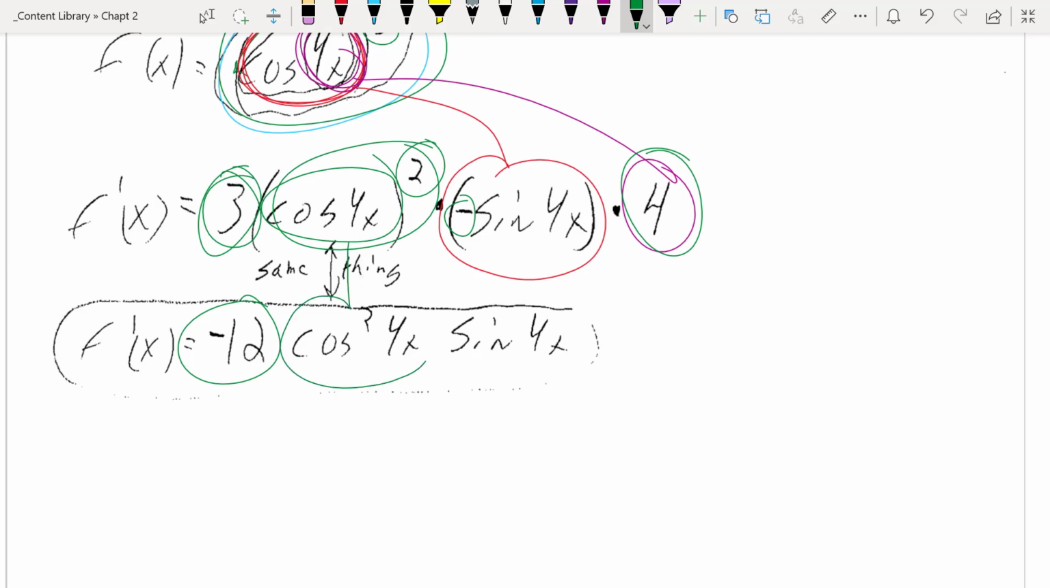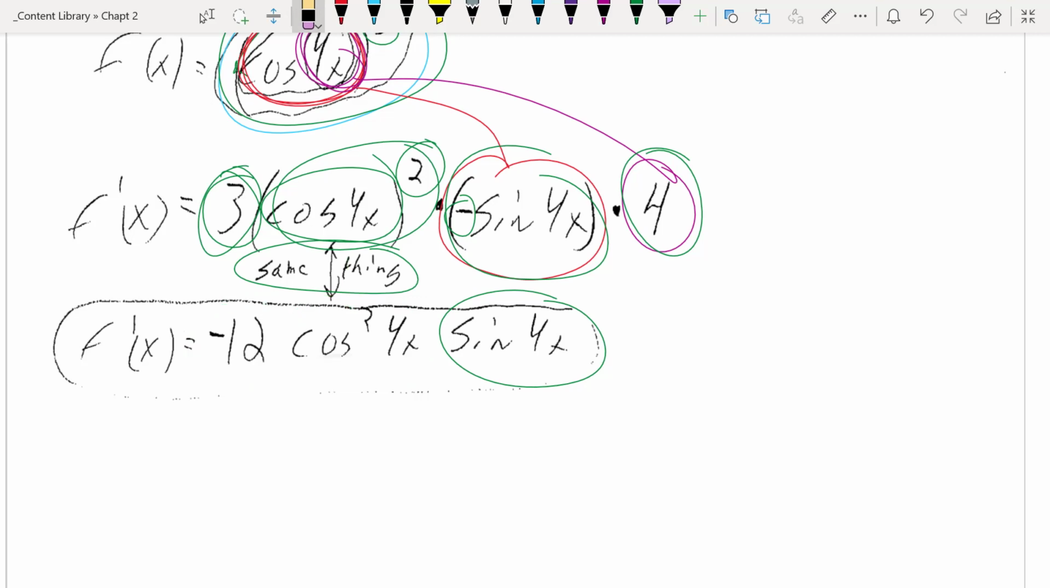But typically the book changes it back to its other form. So that's this cosine squared of 4x. Just a reminder, this is the same thing. And then you still have your sine of 4x right here. And that whole entire thing is going to be your answer. So your answer is going to be negative 12 cosine squared of 4x times the sine of 4x.